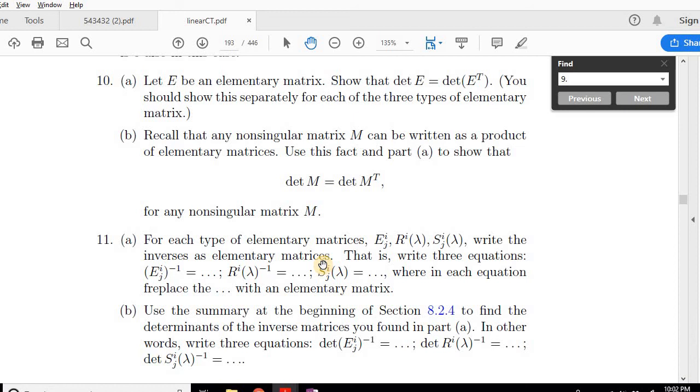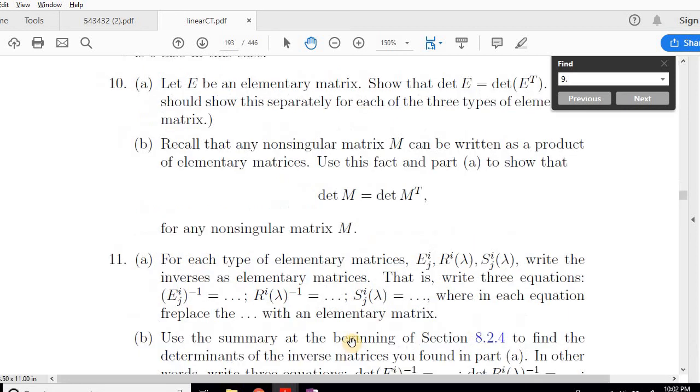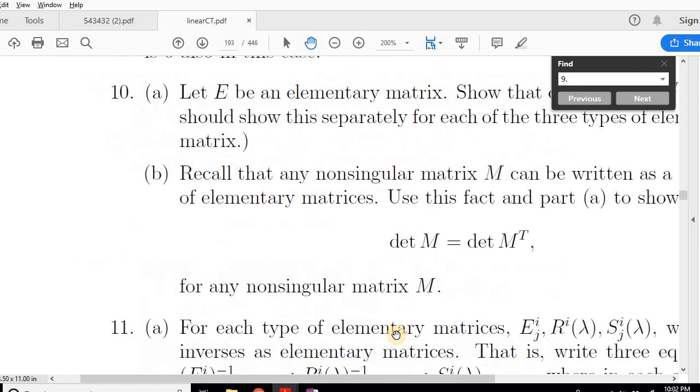Actually, this is not very good. This should be det of Eij inverse. It's not the inverse of the determinant, it's the determinant of the inverse. So I would need another set of parentheses. You want to find the determinant of the inverse matrix that you found in part A.